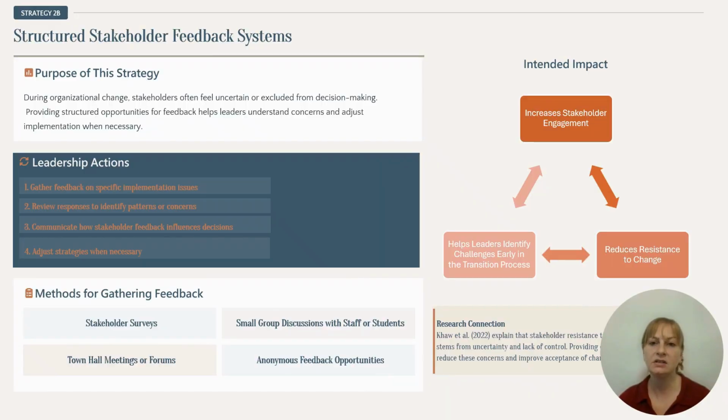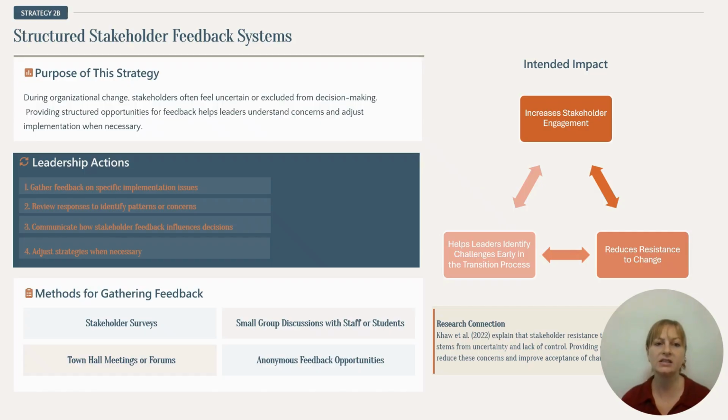This strategy focuses on establishing structured systems for gathering stakeholder feedback during organizational change. When individuals feel uncertain about how decisions are being made or how changes will affect them, resistance to change can increase. Providing opportunities for feedback helps address this concern by allowing stakeholders to share their perspectives and experiences during the transition. Educational leaders can create several avenues for feedback, including surveys, town hall meetings, small group discussions, or anonymous feedback opportunities. These tools allow leaders to gather information about how the change is affecting different groups within the school community.